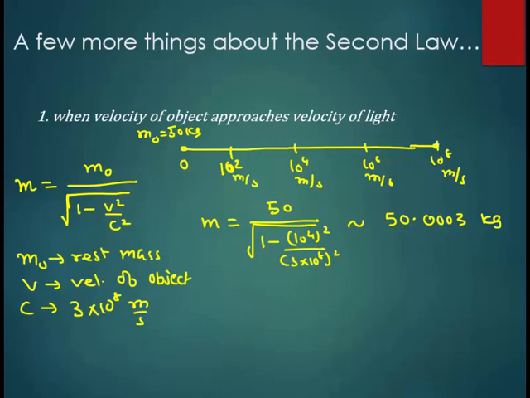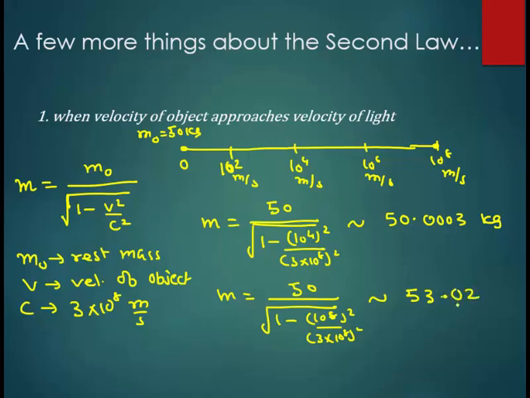Let us see what happens when the velocity of the object becomes 10 raised to 8. In that case, if I do the same calculation, 50 divided by the square root of 1 minus 10 raised to 8 whole squared divided by 3 into 10 raised to 8 whole squared, I'll get a value of around 53 point something, 53.02, let us say. I'm not very sure about these two numbers, but it will be 53 point something kilogram. So we can see there is a substantial increase in the mass. It has increased by 3 kilogram.